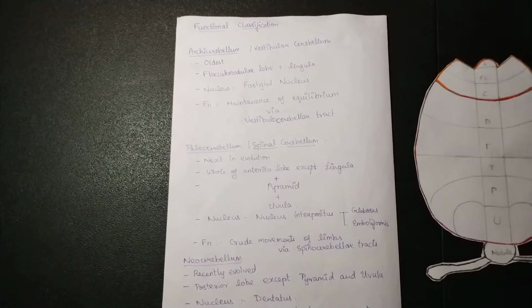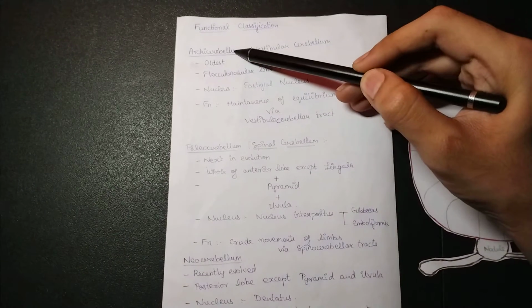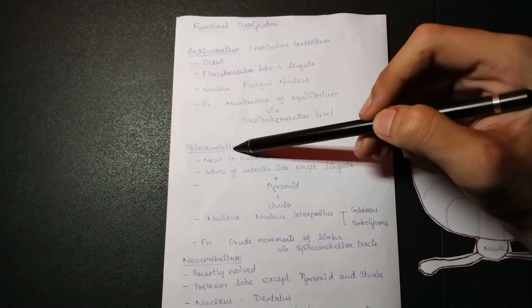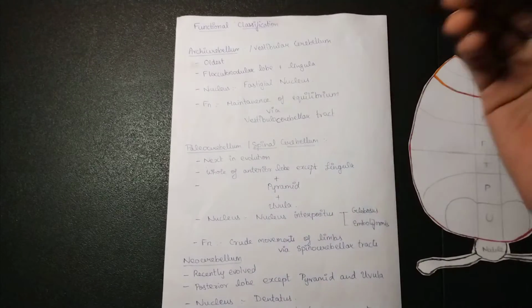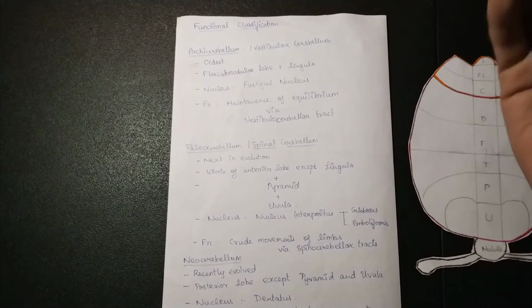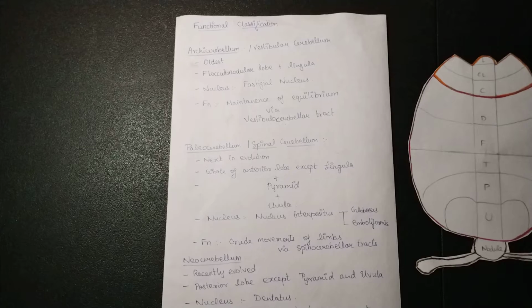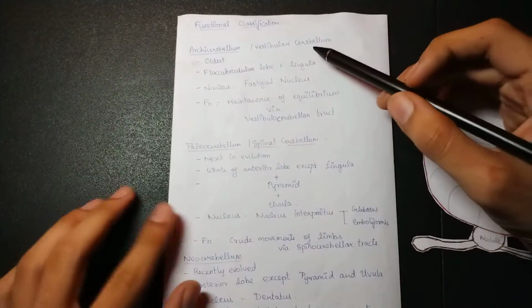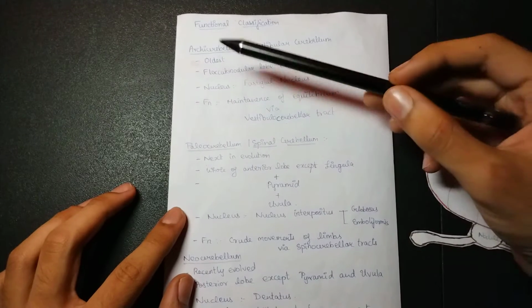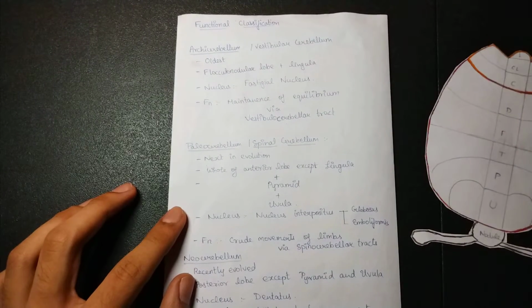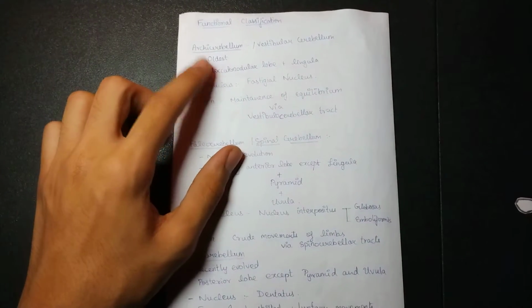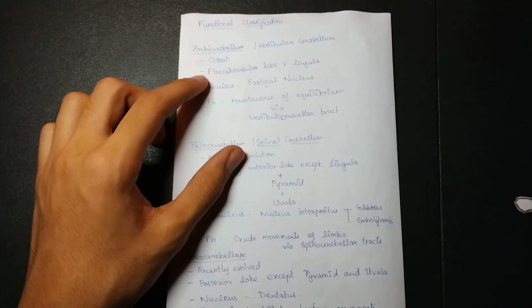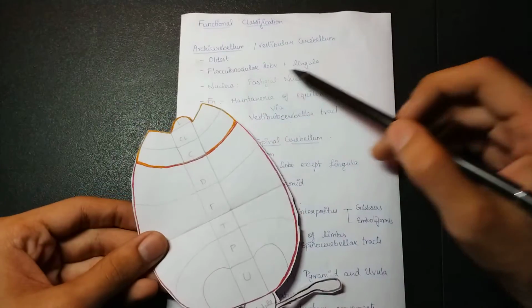So we actually have three functional classifications: archicerebellum, paleocerebellum, and the neocerebellum, based on which stage of evolution or how recently they actually evolved, right? So the archicerebellum is also called the vestibular cerebellum. It is the oldest cerebellum part to develop, right? So it actually contains the flocculonodular lobe and the lingula.